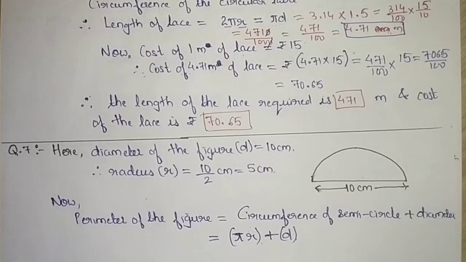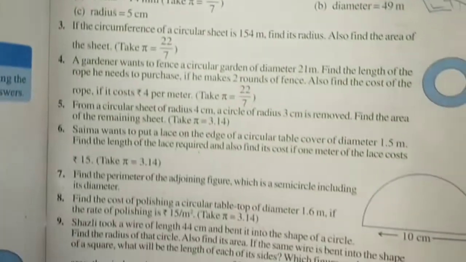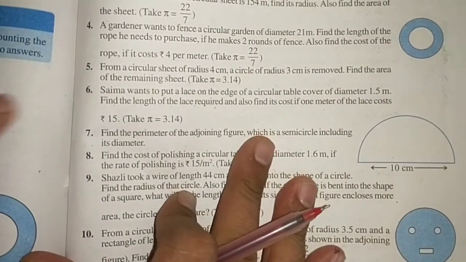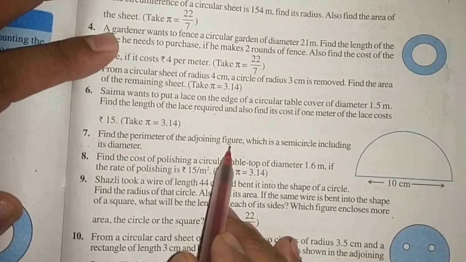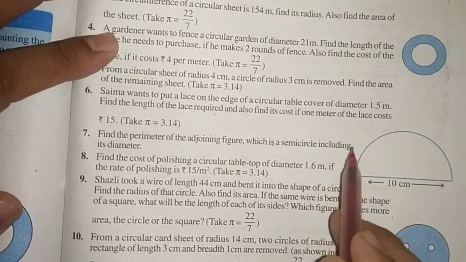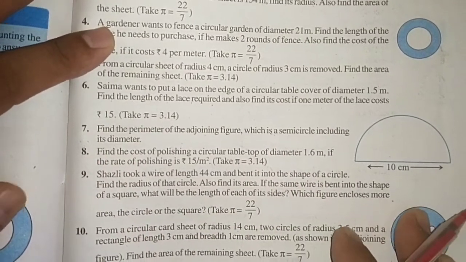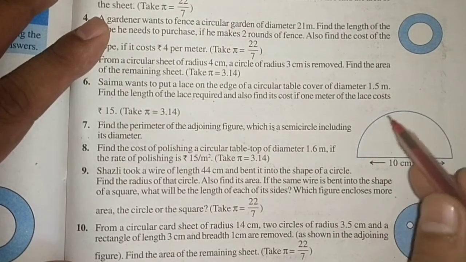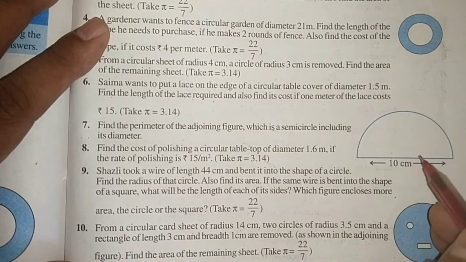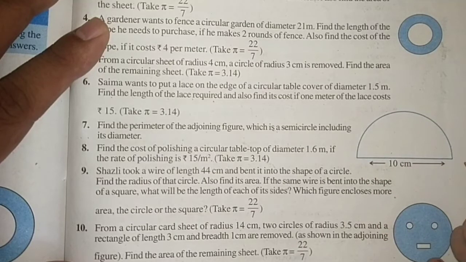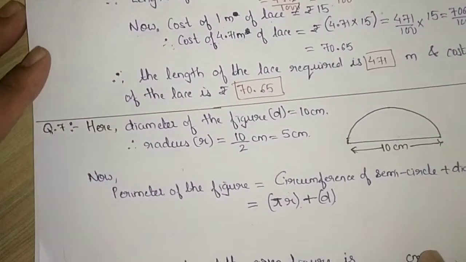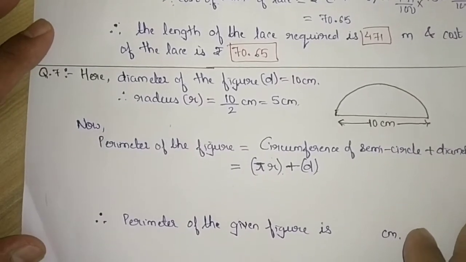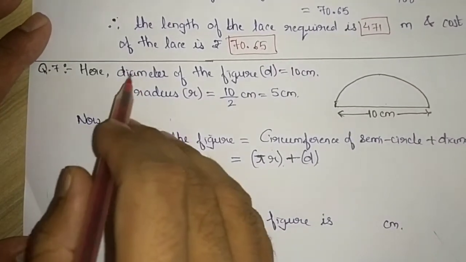Now let us take the seventh question, which is very easy. Question number 7 says, find the perimeter of the adjoining figure, which is a semicircle including its diameter. We are supposed to find the perimeter of this figure, and that figure is made up of one semicircle and a diameter. We know the formula for the semicircle and the diameter is given, so we will add them simply and we will get the answer. So we will write like this.